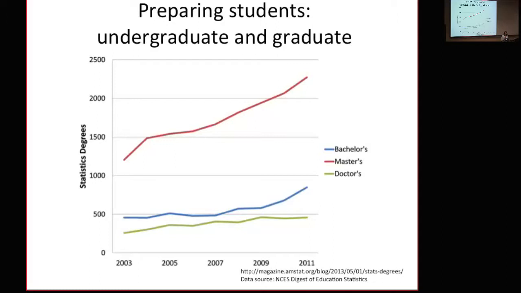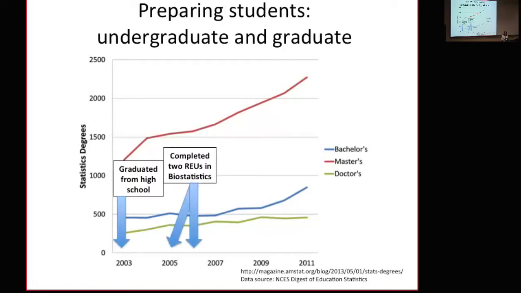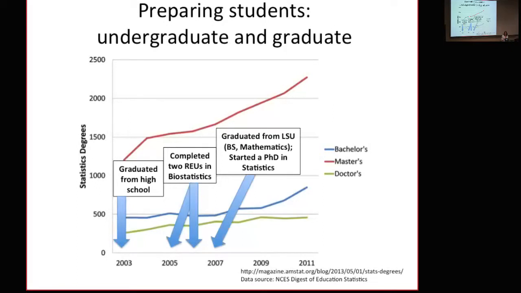So to put this in perspective of my undergraduate career, since I'm an alum from here, I graduated high school in 2003. I completed 2 research experiences for undergraduates while I was at LSU. And then I graduated in 2007 with my bachelor's and started at Rice. So at the time of this transition, there was not a lot of hype about big data or data science. But there was a very big transition happening in the world of genetics and genomics, which is what drew me to biostatistics.